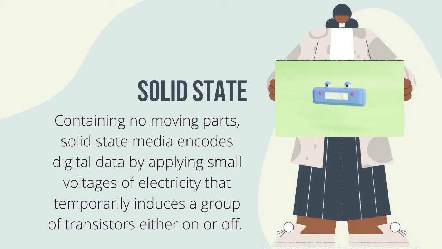Third, solid state, containing no moving parts. Solid state media encodes digital data by applying small voltages of electricity that temporarily induce a group of transistors either on or off. Solid state is a common descriptor used to refer to electronic components, devices and systems based entirely on semiconductor materials such as silicon, germanium or gallium arsenide. For example, computer RAM, random access memory, uses solid state media. RAM consists of microchips that store data on non-moving components, providing for fast retrieval of that data.